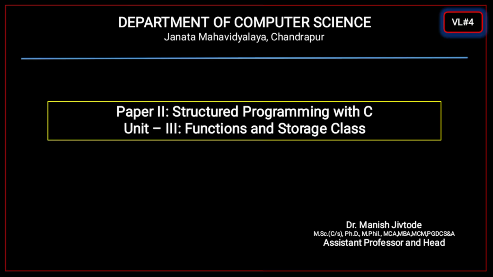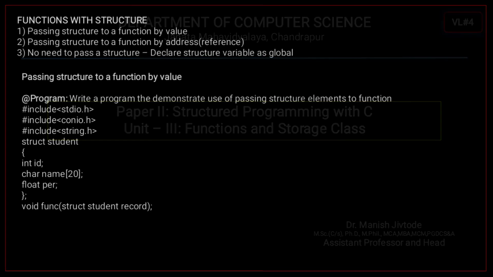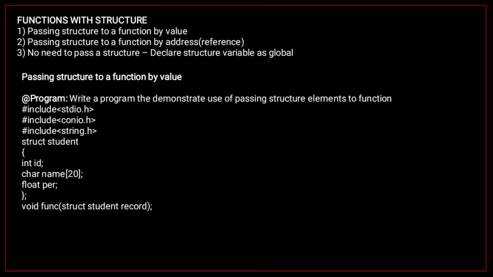Topic is functions with structure. Structure can be passed as an argument to a function and can be used by the functions for performing operations on them. There are three methods by which the values of the structure can be transferred from one function to another. Now, first method, passing structure to a function by value.